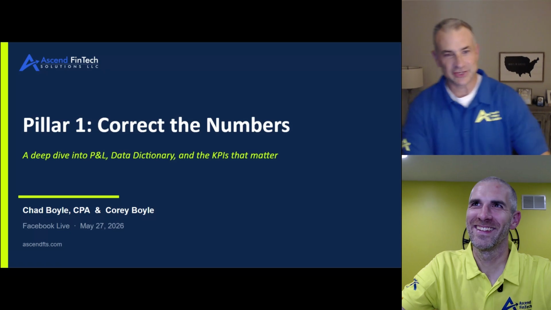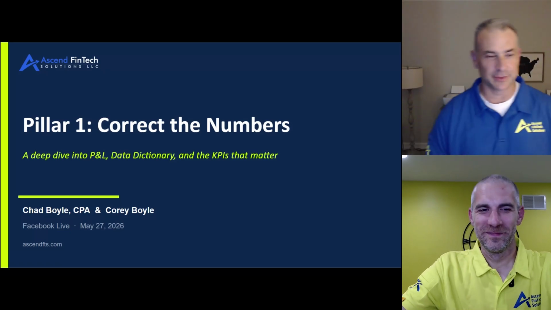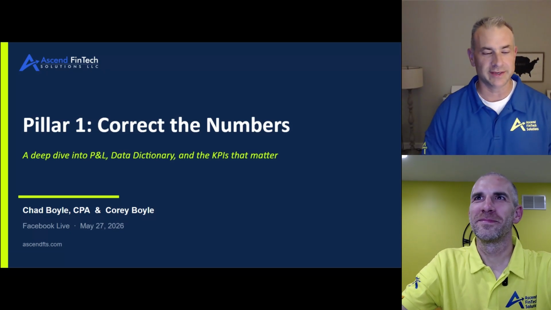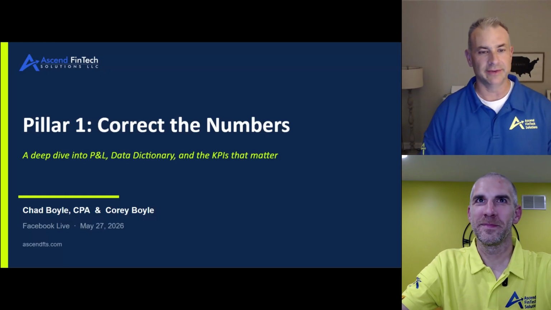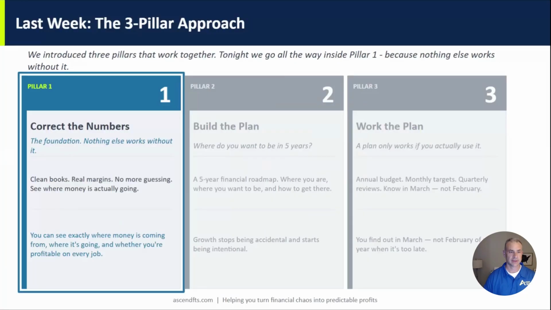So let's just dive right in. Enough with the pleasantries. We are taking a deep dive into Pillar One and the numbers, having the right numbers. Last week, if you recall, we walked through the three pillar approach. Number one, correct the numbers. Having the correct numbers, we want to take action based on the right data. That is what pillar one is, and that is what we are going to dive into tonight.